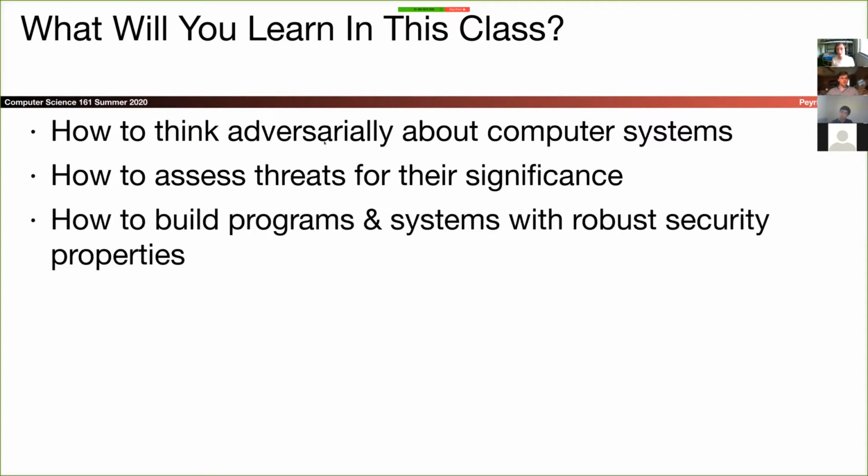And then on the flip side of thinking adversarially, we want to teach you how to build programs and systems with robust security properties. In the second project, one of the 3 projects, you'll be building an entire system. So instead of attacking, you'll be designing and implementing a system and learning how to actually design something that's secure.